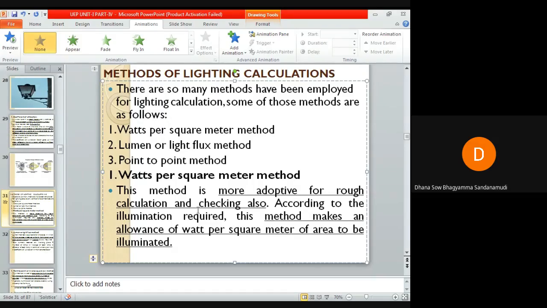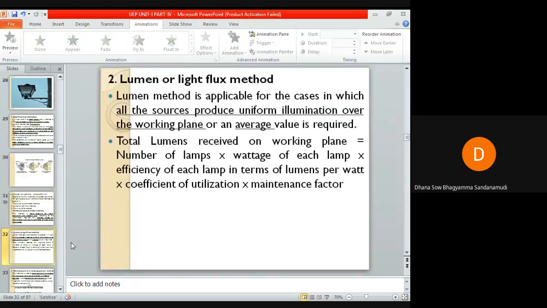So the watts per square meter method is a rough calculation method to determine the illumination required in a room, or it can even be an outdoor space. Depending on the area of the outdoor space that is to be illuminated, you can do some rough calculations by this method. In this method, watts per square meter of area is illuminated. That's all. Roughly you will calculate. There is no specific calculating formula in this method.